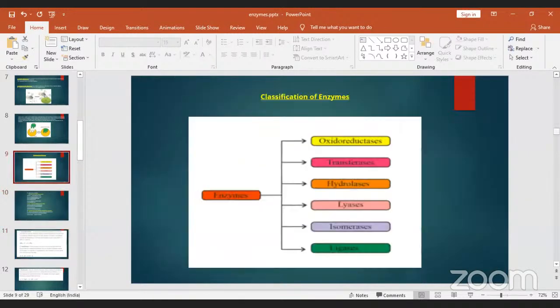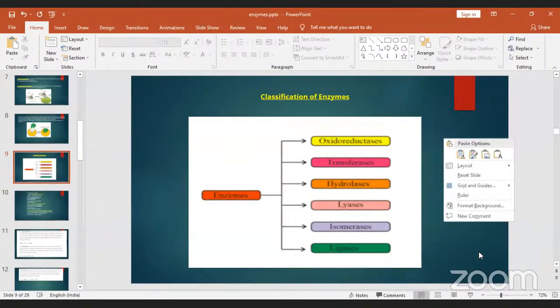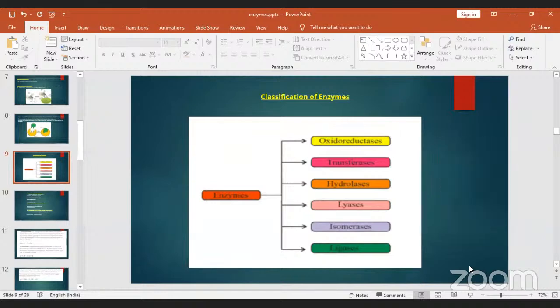Next, classification of an enzyme. The International Union of Biochemistry, IUB, classified enzymes.